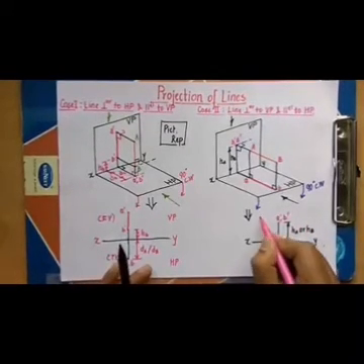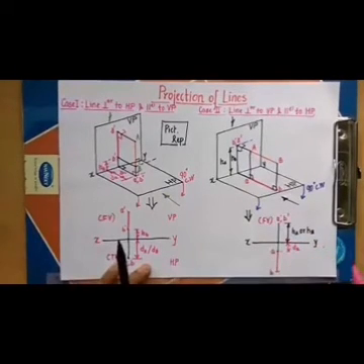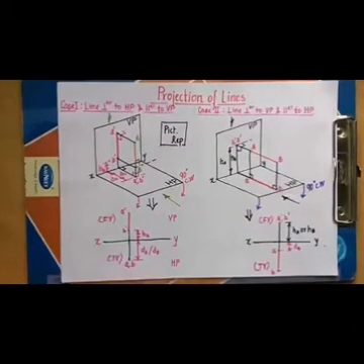So that's the front view of the line. This is the front view for a line which is perpendicular to VP and parallel to HP, and this over here is the top view. Okay guys, so this was case number 2, and now we'll deal with case number 3, where I'll be showing you a line which is parallel to both HP as well as VP.